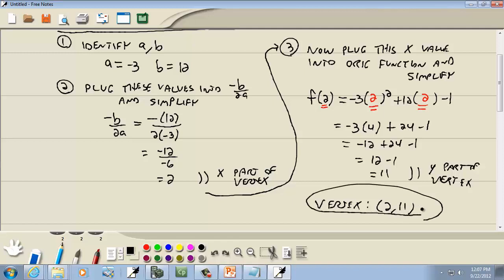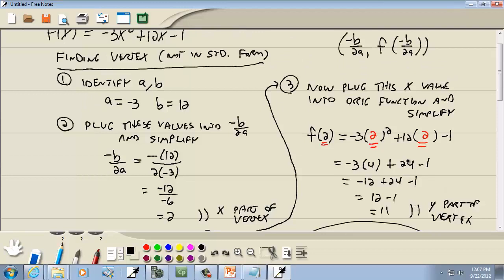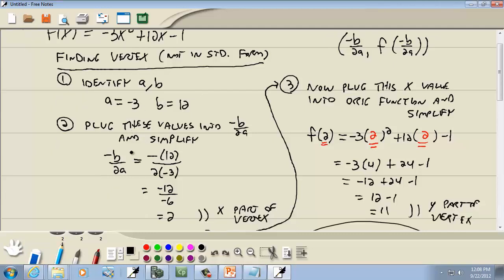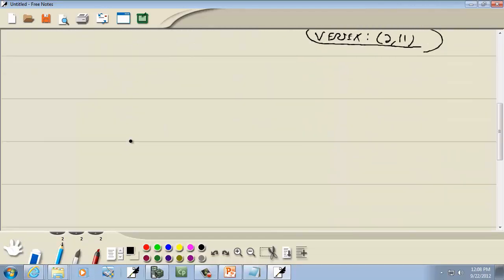And that's our answer. Now, all those words I just wrote, that's exactly what this vertex formula is saying. This is saying identify a and b, plug a and b into this portion, simplify it, and then this f of that says plug that into your function. So, neat part about math is you got symbols that shorten a lot of this, so you don't have to write it in a whole bunch of words.